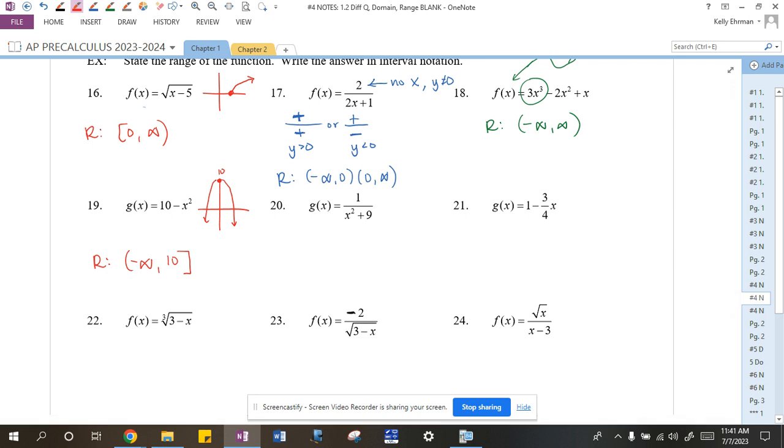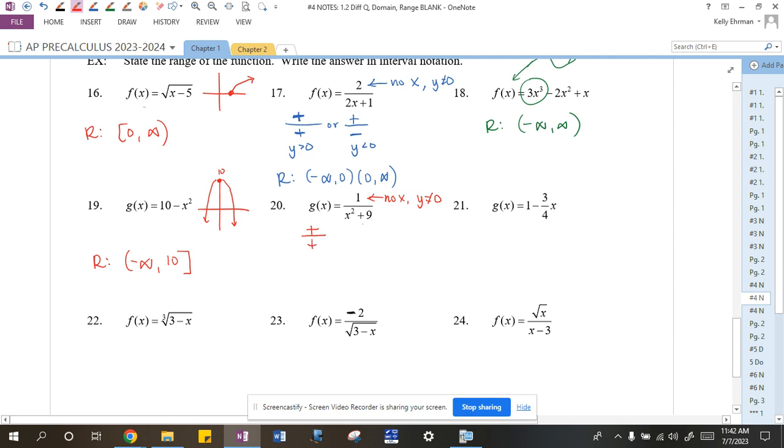All right, what about the range of 1 over x squared plus 9? Go through your checklist like you did for 17. No x, so y can't equal 0. There's no way. This will be close to 0, but it'll never be 0. What about how it divides out? 1 is always positive. x squared plus 9 can certainly be positive. Plug in 0, 1, 2, 3.